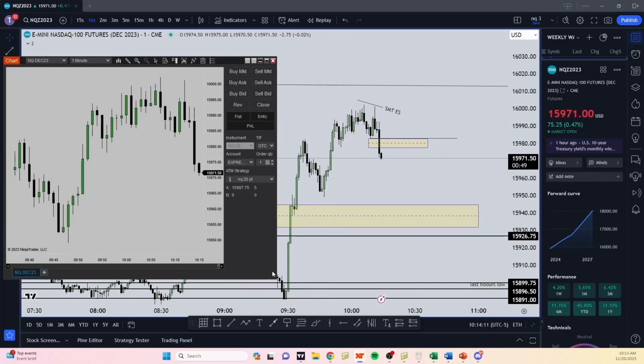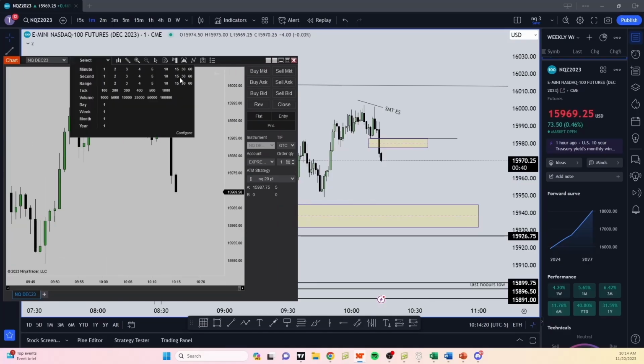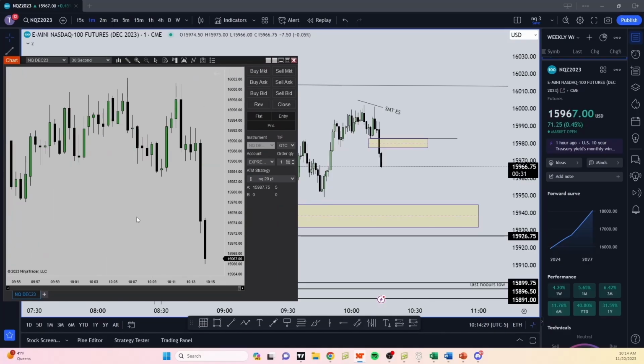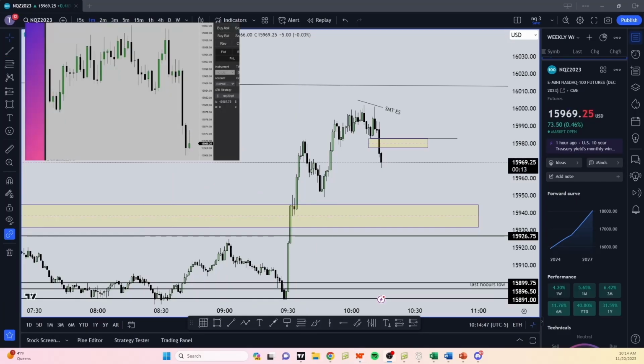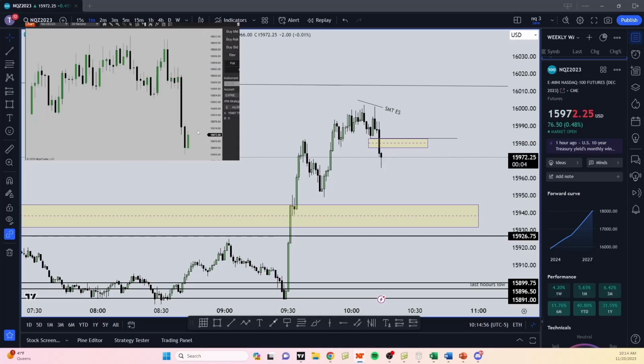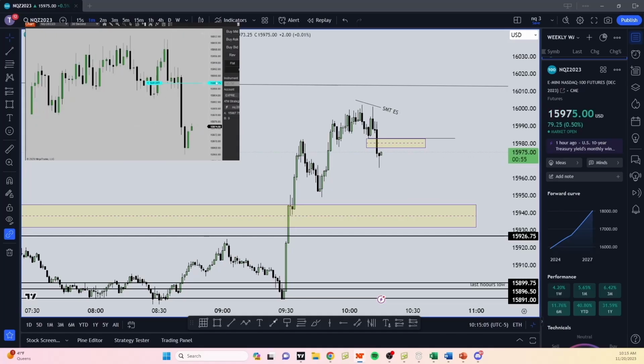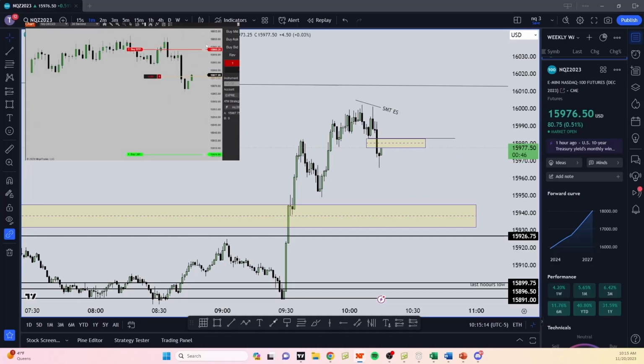But I'm being patient here. It takes 3 minutes for a 1 minute fair value gap to be created. I'm looking at the 30-second here to see if anything happens, but it doesn't. Another fair value gap is not created, so it's totally fine. We go short in this 1 minute fair value gap.